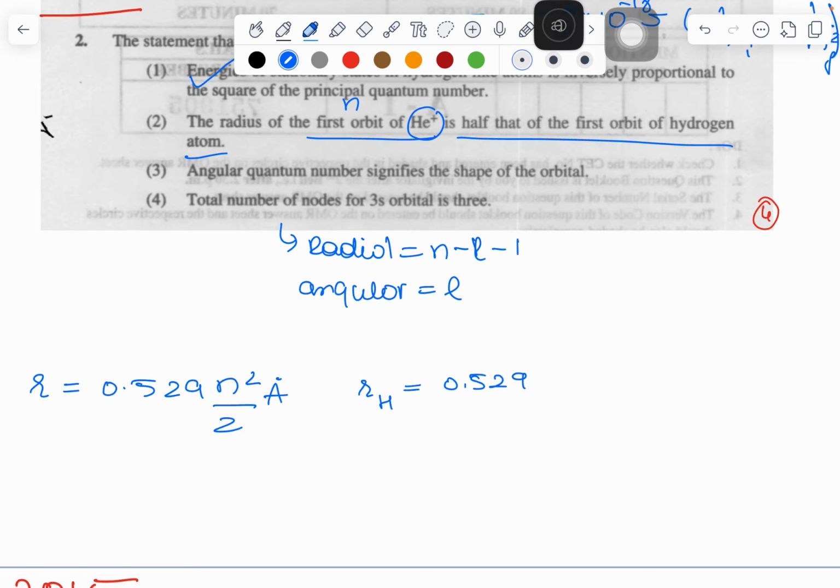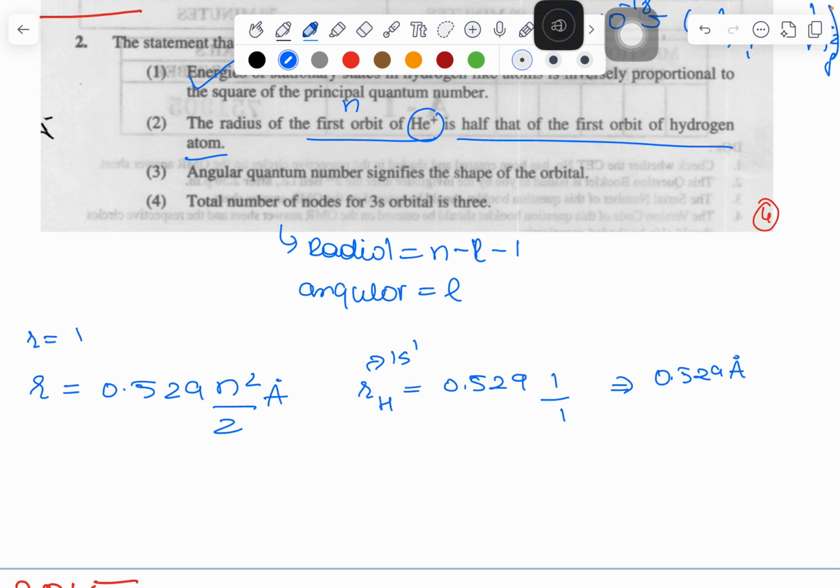0.529 n square. Hydrogen has electronic configuration 1s1, so n is 1. Z, the atomic number of hydrogen, is also 1, so the radius of hydrogen is 0.529 angstrom. Next they have asked the radius of He plus. Helium has electronic configuration 1s2. As one electron is lost, the configuration is 1s1.